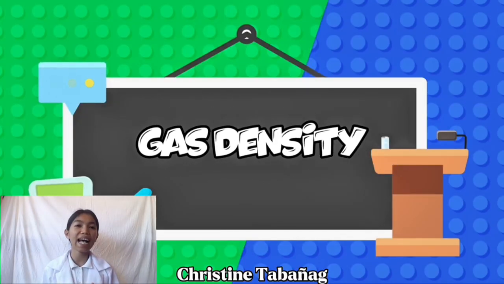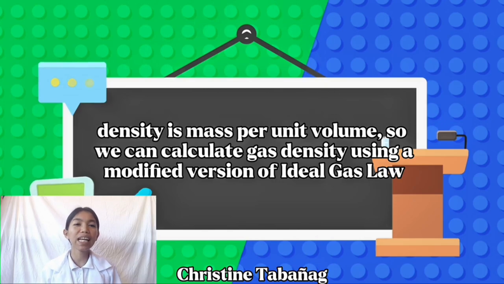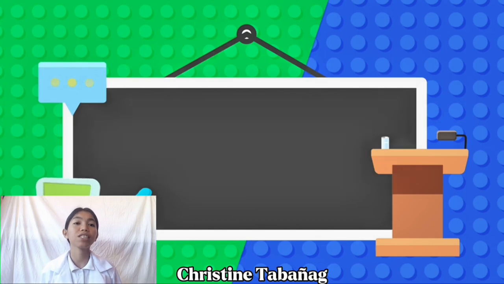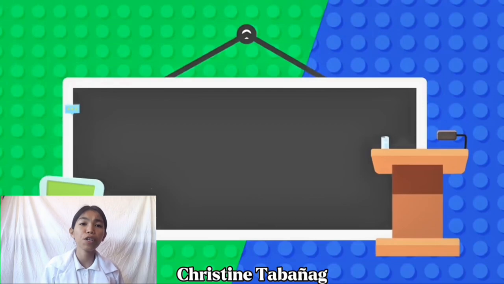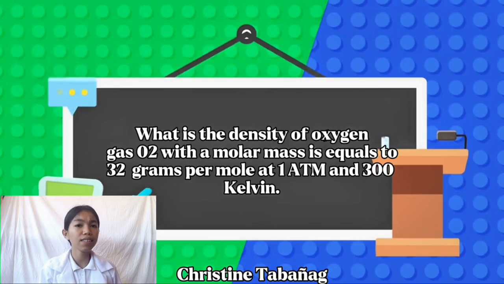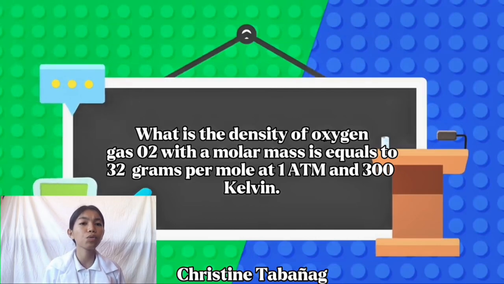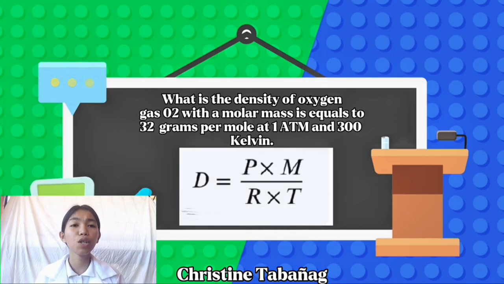Now let's explore gas density. Remember, density is mass per unit volume, so we can calculate gas density using a modified version of the ideal gas law, which is density equals P times M over R times T. We're going to give you an example: what is the density of oxygen gas, or O2, when the molar mass is equal to 32 grams per mole at 1 atm and 300 Kelvin? So in order for you to solve that problem, we are going to use our formula, which is density is equal to P times M over R times T.